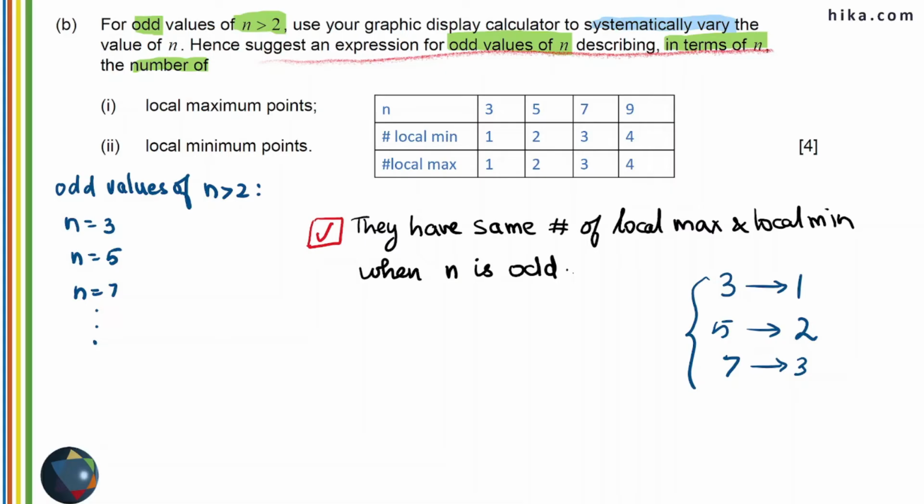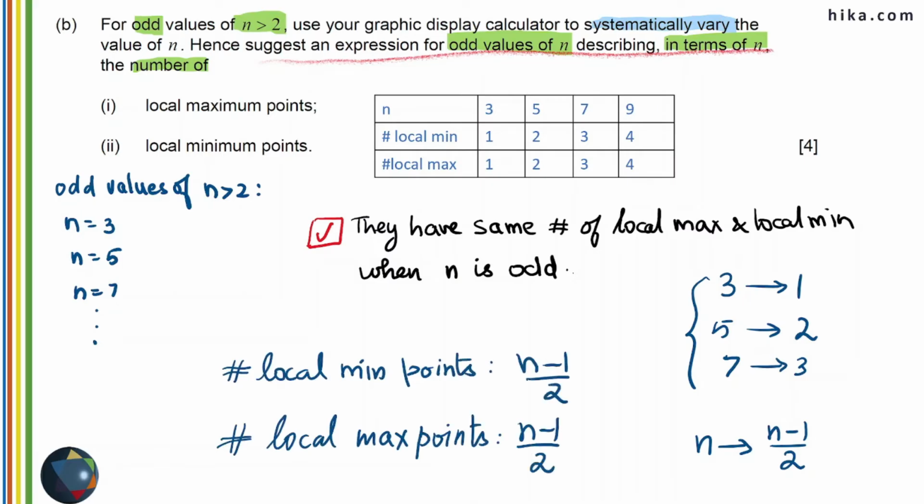Consider the pattern and find out what is going to be for n, and obviously n minus 1 over 2 is going to satisfy this relationship. For any n value which is odd, (n minus 1) by 2 will be the number of local minimum and the number of local maximums in this case. So this is what the question is asking you to do.